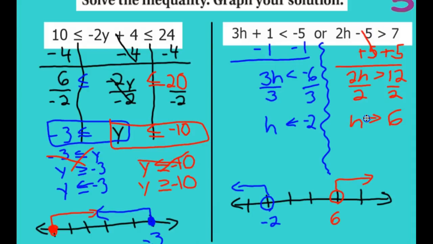So this is our OR inequality. We know that because we have numbers pointing in opposite directions. What that means is that H can be anything that is less than negative 2 or greater than 6. Cannot be anything in the middle here between them.